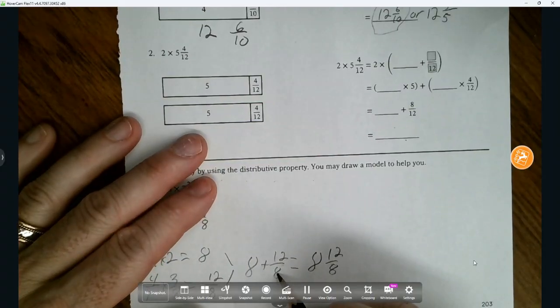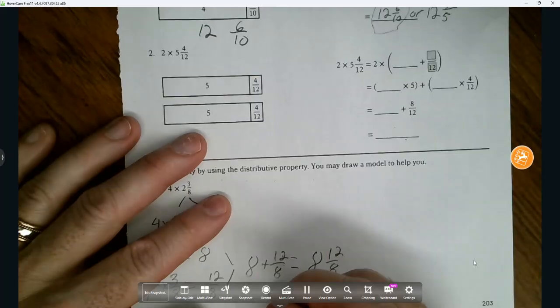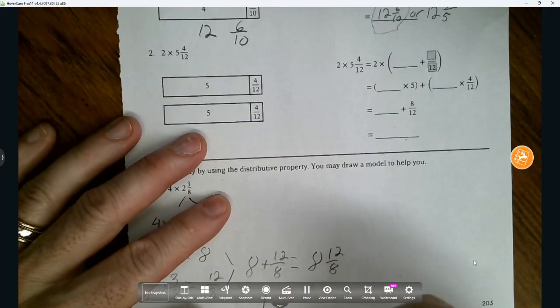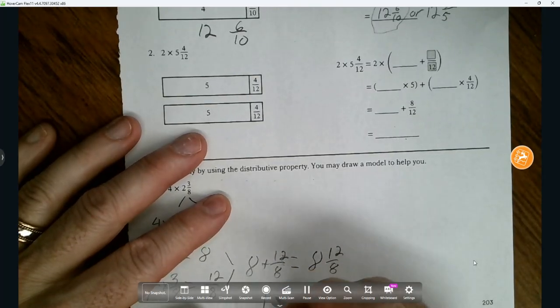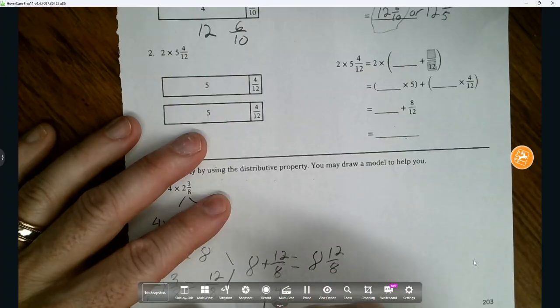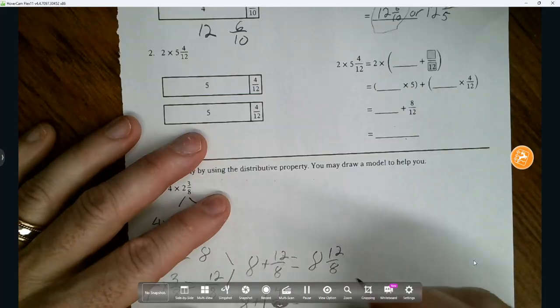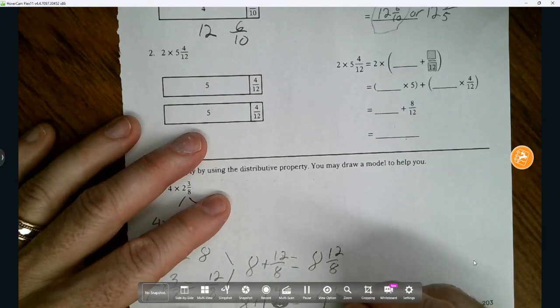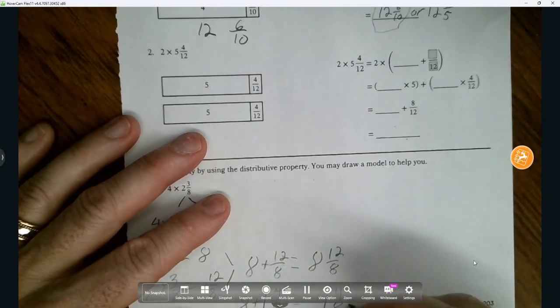So how many times can 8 go into 12? 8 can go into 12, right? 12 divided by 8 is 1. And then just subtract, 12 minus 8 is 4 over 8. So we have 8 plus 1 and 4/8. That's going to give us 9 and 4/8.